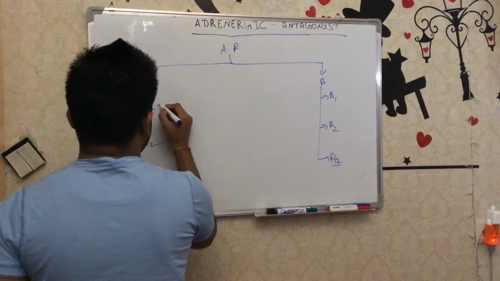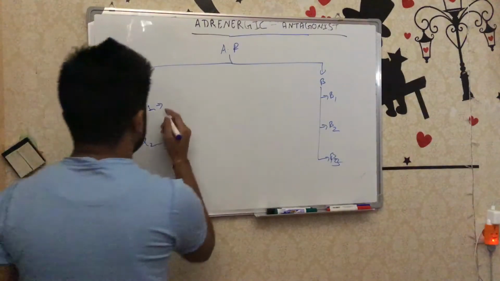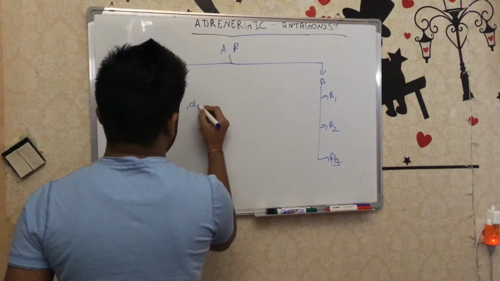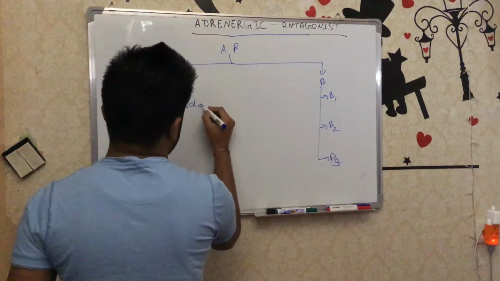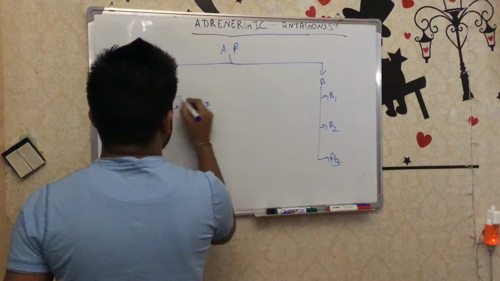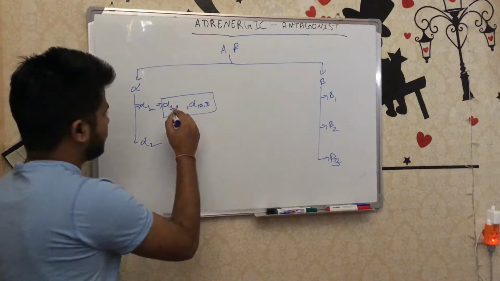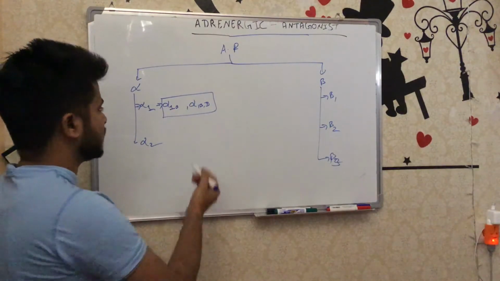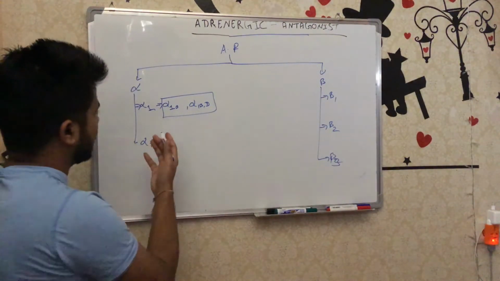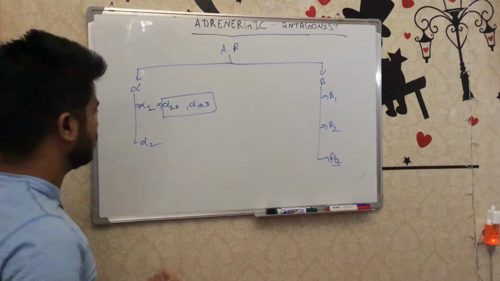But alpha 1 is divided into small subgroups: alpha 1a, alpha 1b and 1d, because some of the selective alpha blocker drugs act on the alpha 1a, and some of the drugs act on the alpha 1b and d. That's why we should know the localization of the alpha 1a and the localization of the alpha 1b and d.